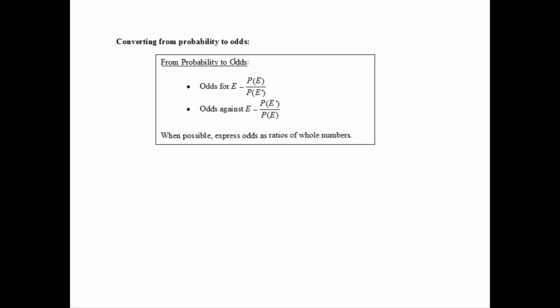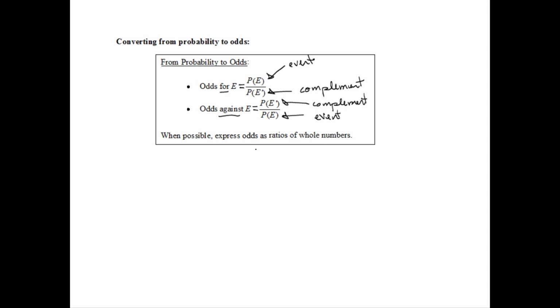Odds for E. Here we're going to write this with an equal sign. Odds against. If you're talking about the odds for an event, we put the event on top and the complement second, or below. When we're talking about the odds against, we put the complement first, or above, and we put the event second. That's the way you want to think of this.